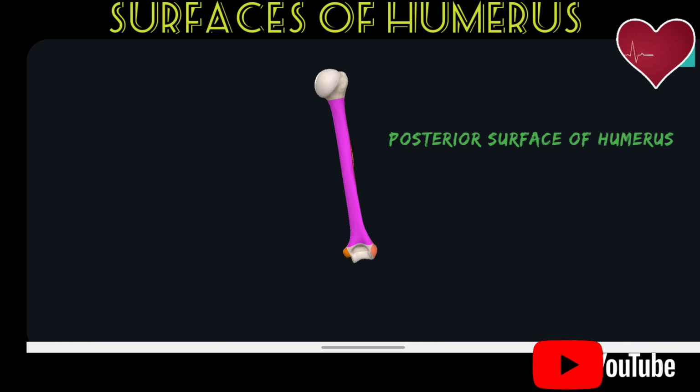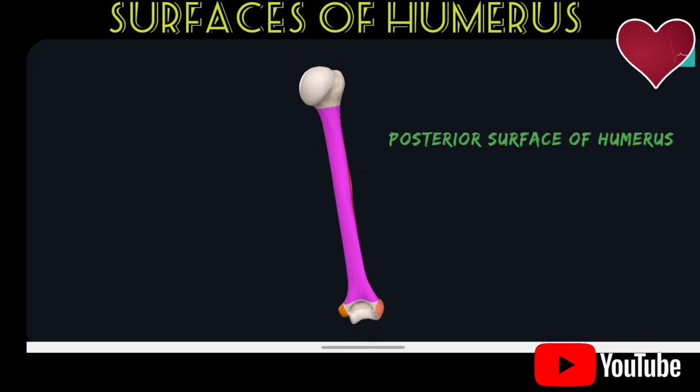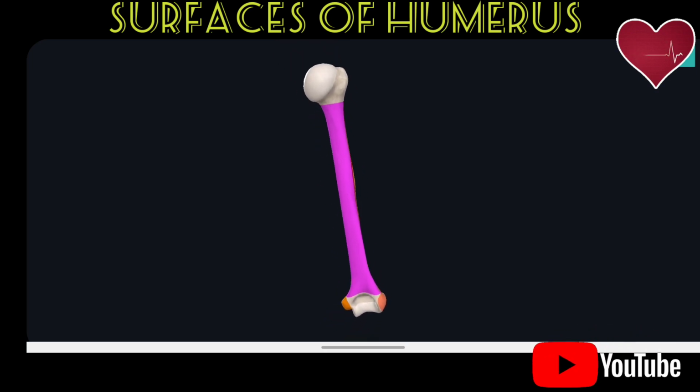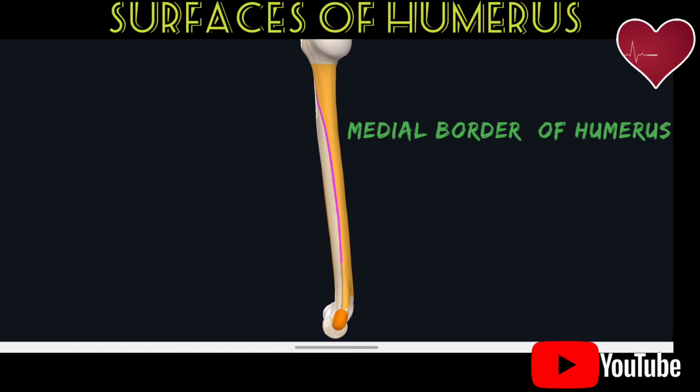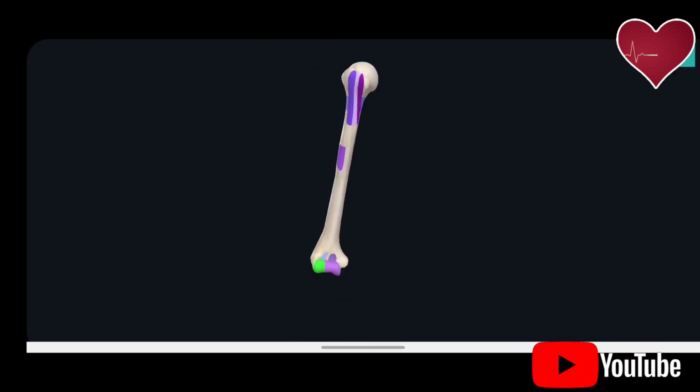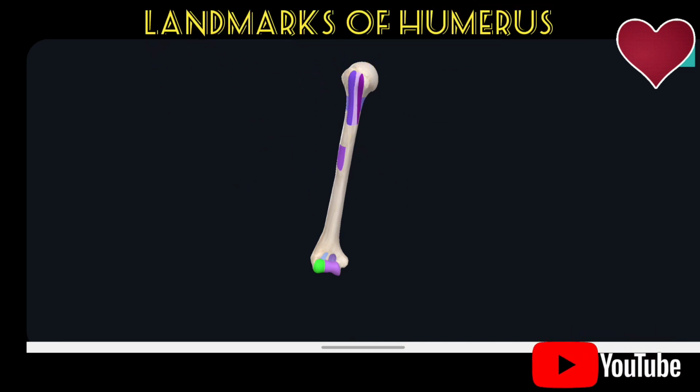This pink portion is called the posterior surface of humerus and is the area on the dorsal aspect of the body of humerus. Medial border of humerus, this pink part. Medial border can also be named the margin of humerus, and it is the margin located along the posteromedial aspect of the body of humerus. Now we're gonna get some knowledge of the landmarks of humerus.